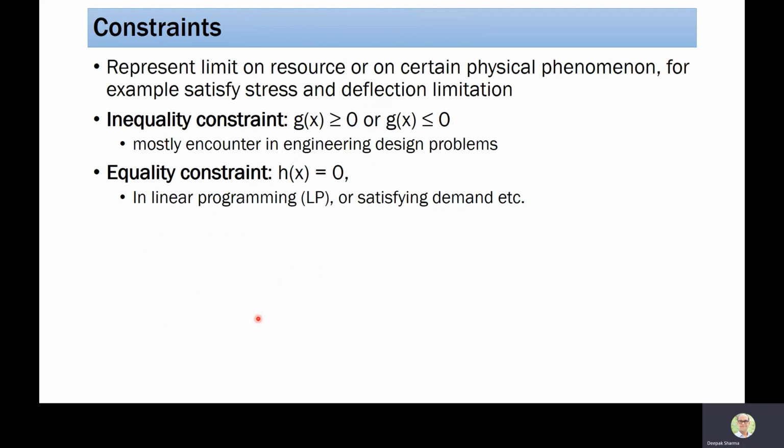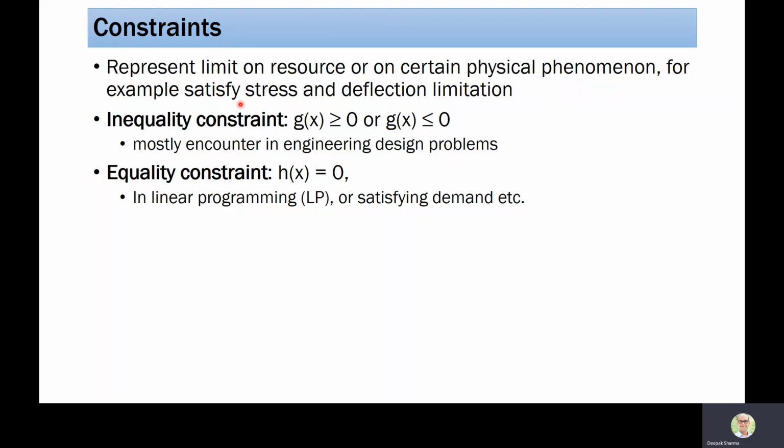Once the decision variables are decided, we are going to make the constraints. What constraints represent here is the limit on the resources or a certain physical phenomenon. If I refer to the first model where we have to fly on Monday and come back on Wednesday, that is the restriction. So those restrictions are generally represented as constraints.